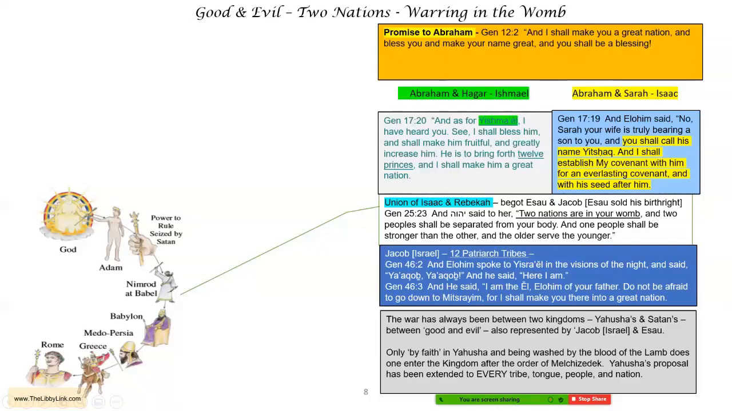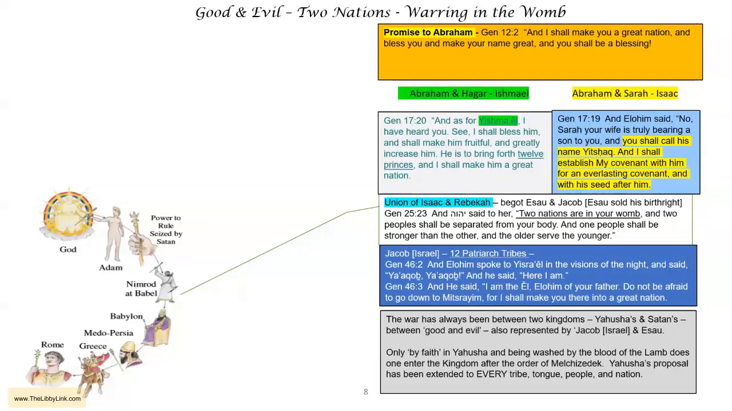So all of this is taking place on this chart to your left between Nimrod at Babel and before Babylon, okay? So we have the union of Isaac and Rebekah, and Rebekah begot Esau and Jacob, and Esau sold his birthright. Genesis 25:23. And Yahweh said to her, "Two nations are in your womb, and two peoples shall be separated from your body, and one people shall be stronger than the other, and the older serve the younger."